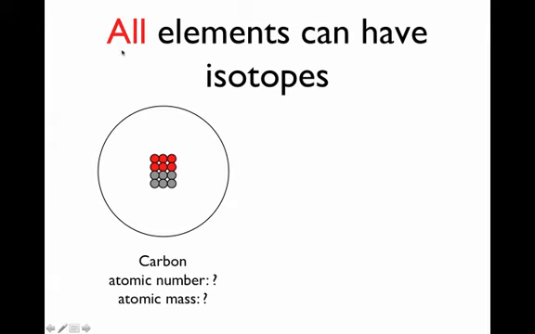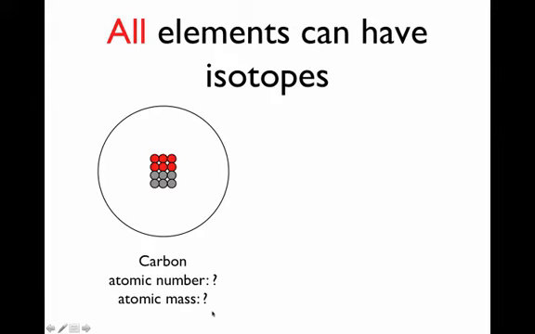And the other thing that I emphasized in an earlier lecture is that all elements can have isotopes. It's not just hydrogen that has isotopes. As an example, this is an isotope of carbon. You can tell that it's carbon because it has 6 protons, these 6 circles in red here. If I asked you what is the atomic number, well, if you remember from the previous slide, the atomic number is the number of protons. So this atom's atomic number is 6 because it has 6 protons.